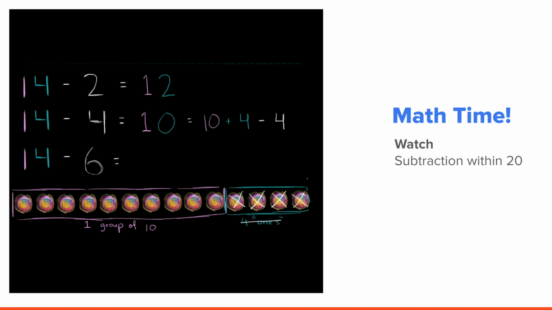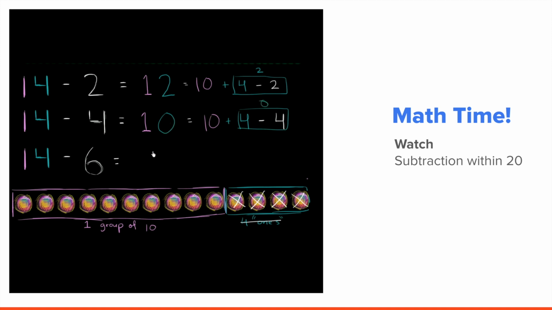We can do the same thing up here. 14 is 10 plus 4, and then we subtracted 2. So what you're going to be left with is 10 plus, what's 4 minus 2? It's 2. So that's what we got right over here. Let me make this very clear. This simplifies to 2. This 0 right over here simplifies to 0.